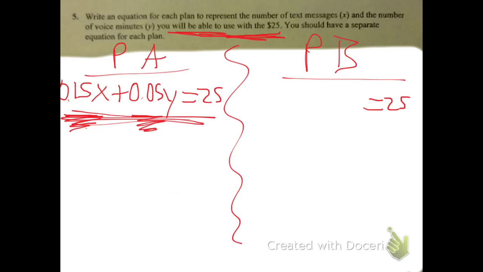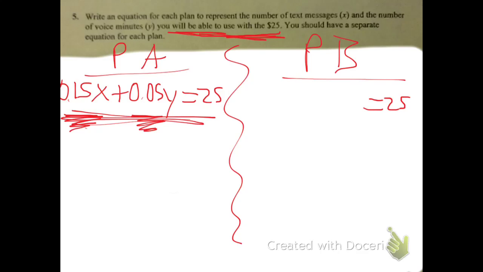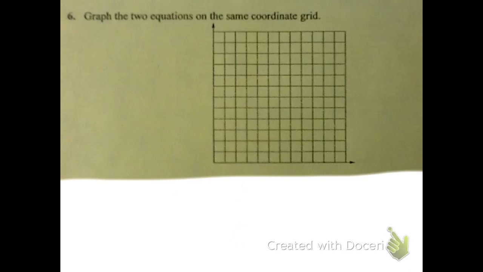And plan B is going to be basically the same thing. So jump back here. 10 cents a minute for voice, 5 cents per text message. So instead of 0.15 for x, we got 0.05x, because that's for text messages. And we have to add in 0.1y, because it's 10 cents per minute. And ta-da, your equations are done. And now we're supposed to graph the two equations on the same coordinate grid.